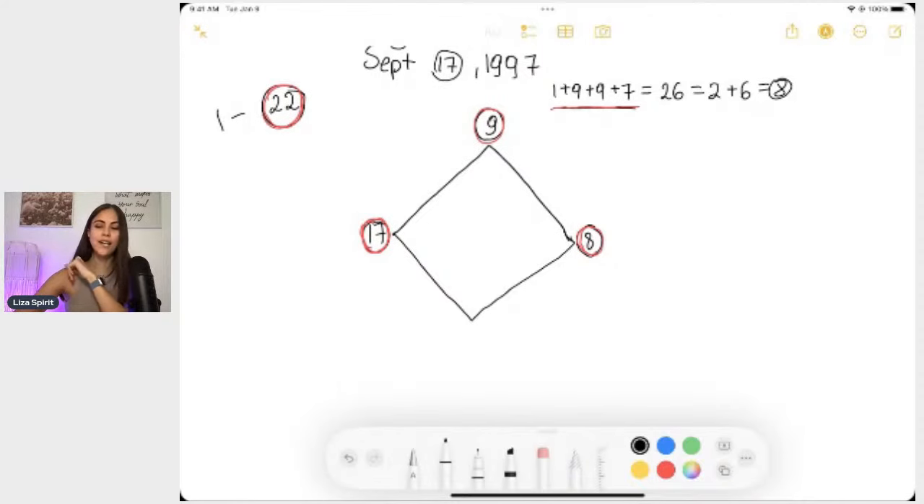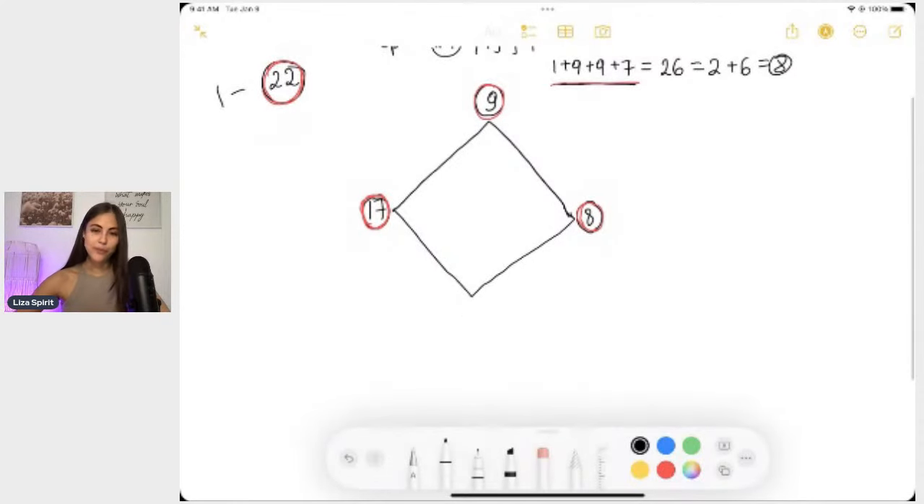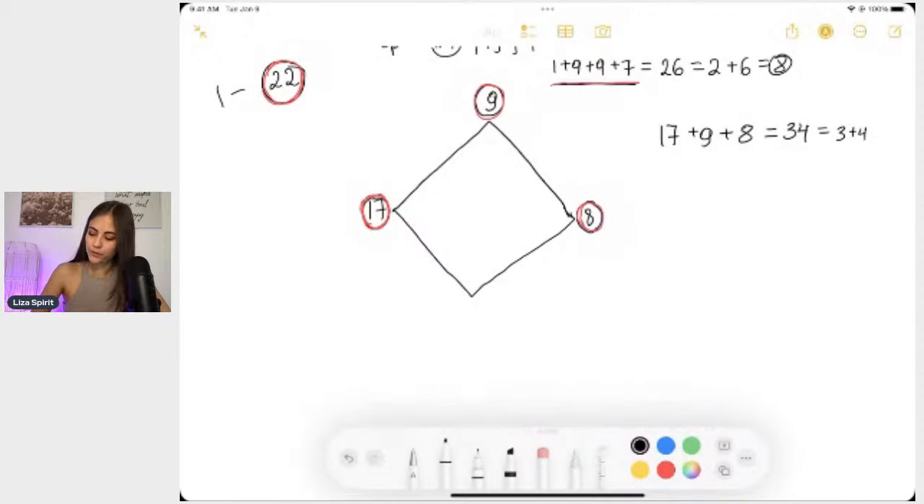Now, the next step, how do we get the fourth number in this corner? We will have to add all of these numbers again. 17 plus 9 plus 8. It's going to be 34. Definitely over 22, right? So 3 plus 4, we'll do it again. I just want to break it down for you. And we get 7.